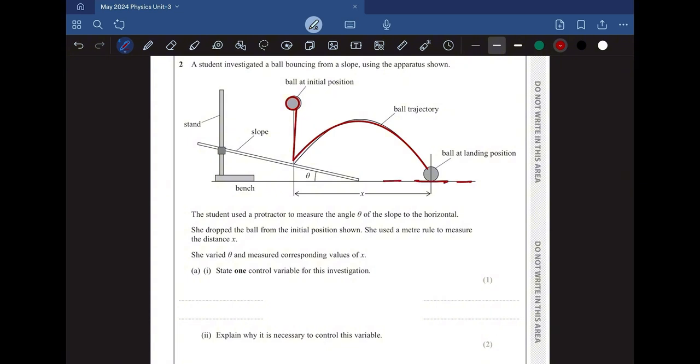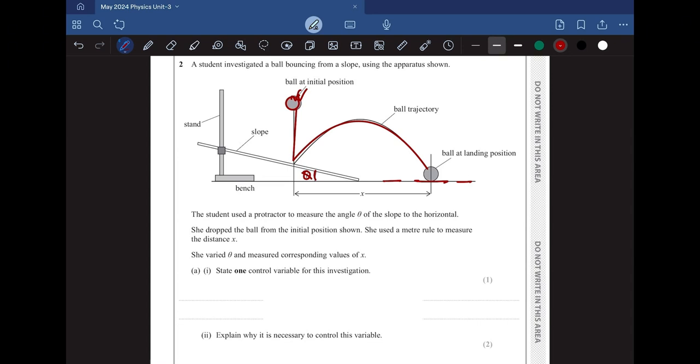Okay. So basically, the question further says a student used a protractor to measure the angle theta of the slope to the horizontal. So basically, the angle of the height of the slope, or how it is slanted, right? So this theta value, okay. She dropped the ball from the initial position shown. So this is the initial position from which the ball was dropped. She used a meter rule to measure the distance x.